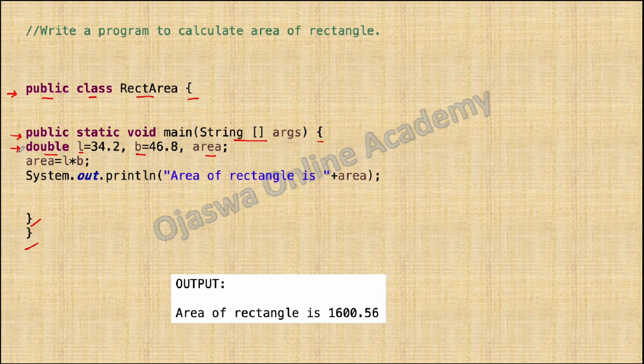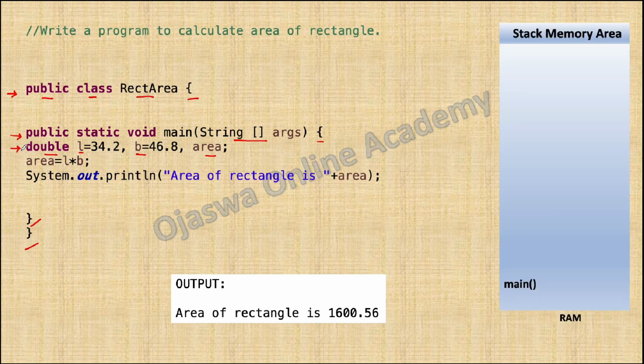So as soon as this statement is executed, memory is allocated for the variable inside the stack memory area. Memory is allocated for variable L and we have assigned value 34.2. This is stored in here. Then memory is allocated for variable B. We have assigned value 46.8. This is stored in here. Also memory is allocated for variable area. Yet we have not assigned any value to this variable.